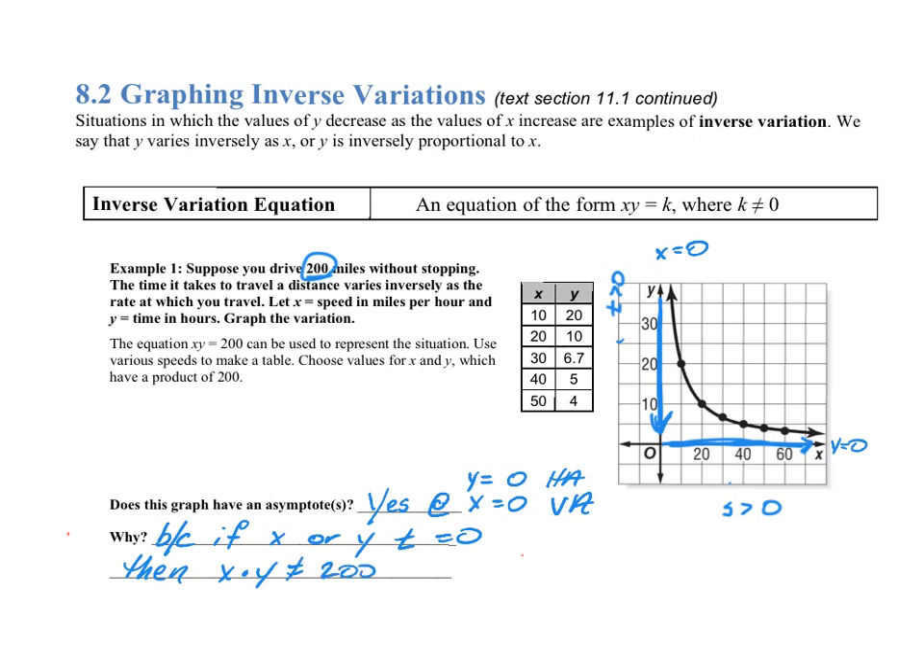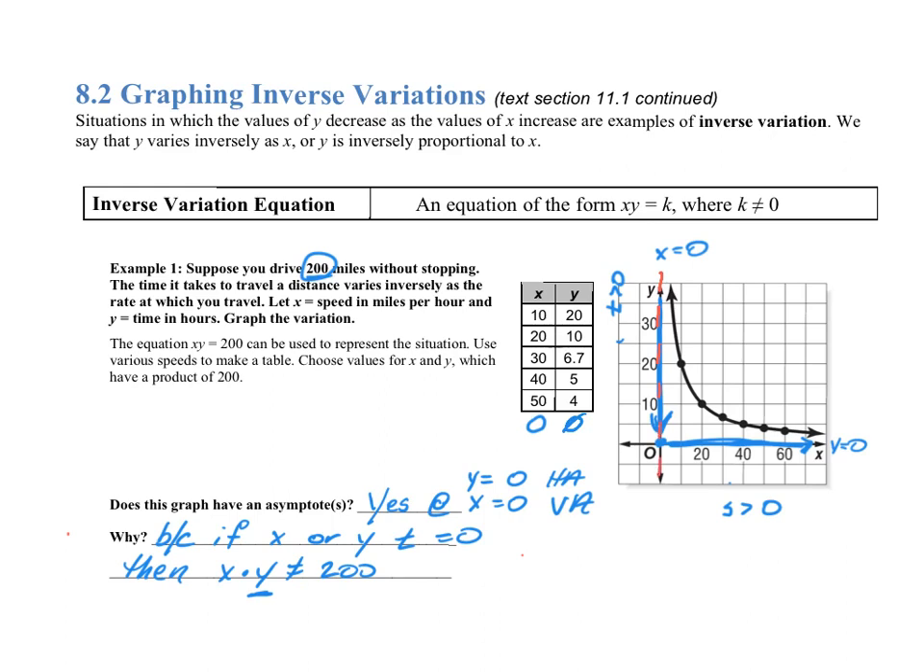So let's think about that. If x is equal to 0 here, there are no y's, or no times, that I could plug in that are going to have me equal a distance of 200. So I'm going to have a vertical asymptote at x is equal to 0.